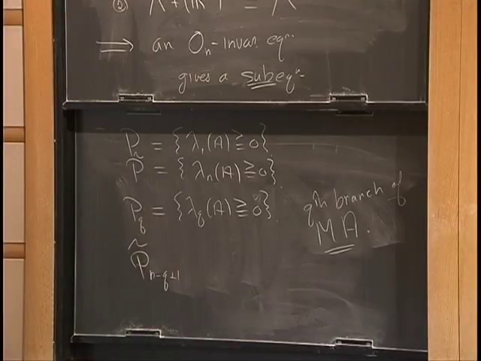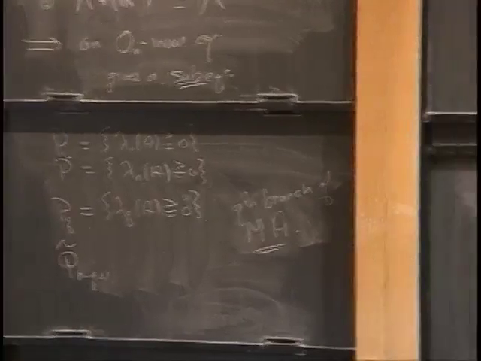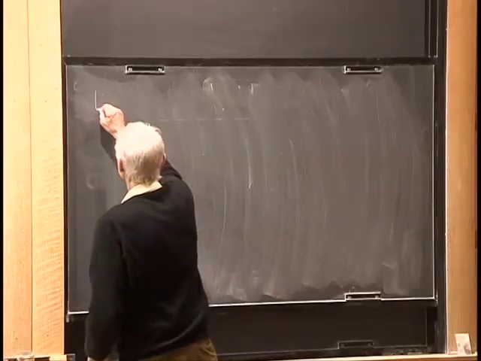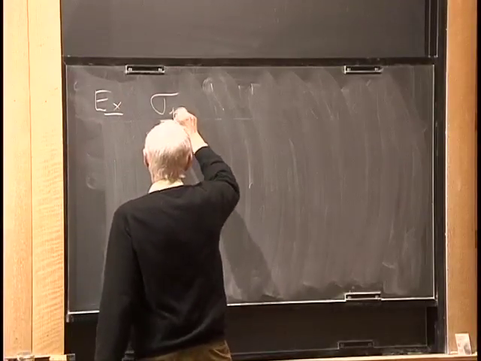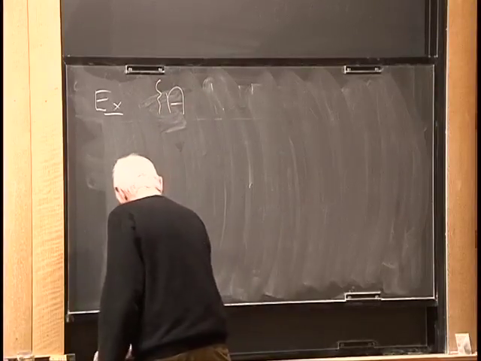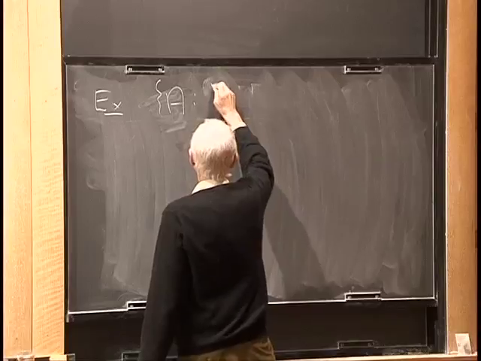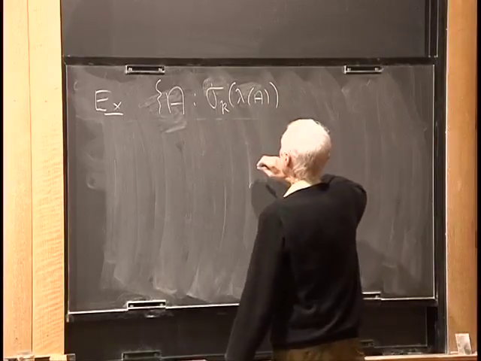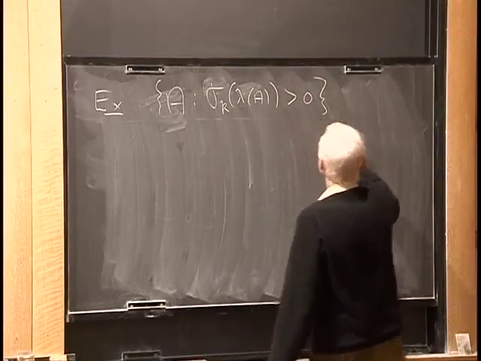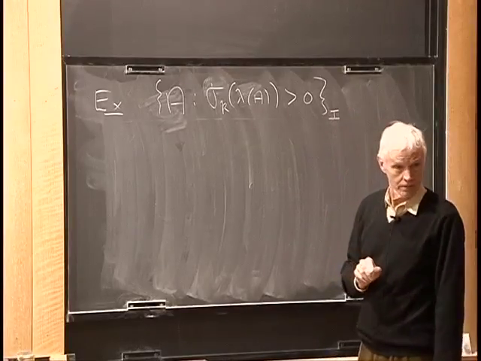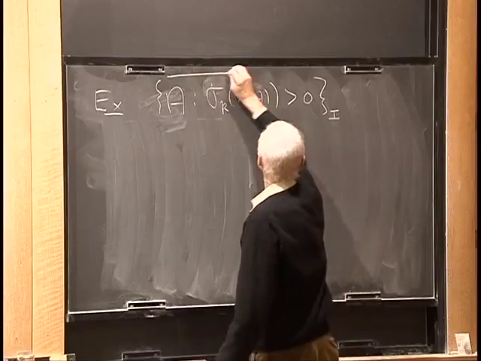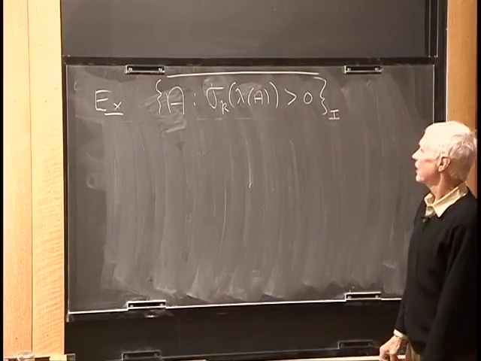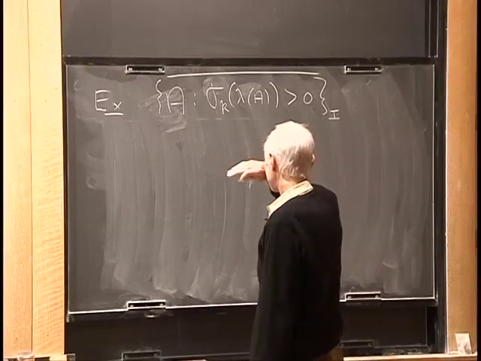Now there are, of course, lots of others that you can consider. For example, you can consider other elementary symmetric functions. Another example is to look at the set of A such that the kth elementary symmetric function in the eigenvalues of A is greater than 0. Take the component that contains the identity matrix and take its closure. Okay? And then this gives you a very nice subequation.